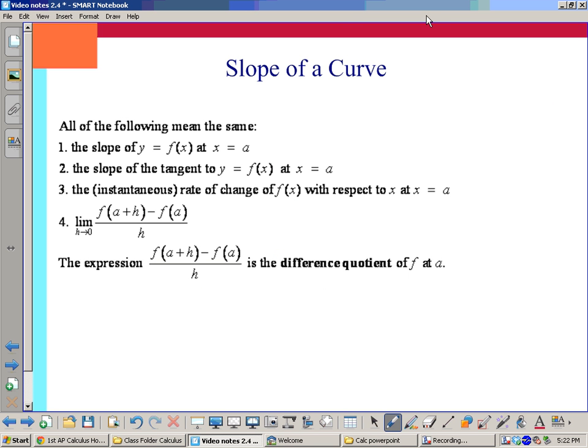To do that, we need a formula. So here's the formula we're going to use. We're going to do this for the function f of x at x equals a, and the slope of the tangent at that point is going to be called the instantaneous rate of change of f of x with respect to x at x equals a. As I was saying, we're going to have the change in y, so that's f of a plus h minus f of a all over h. And we're going to take the limit as h approaches 0. We're just going to keep moving it closer and closer. So this expression here is the difference quotient of f at a.